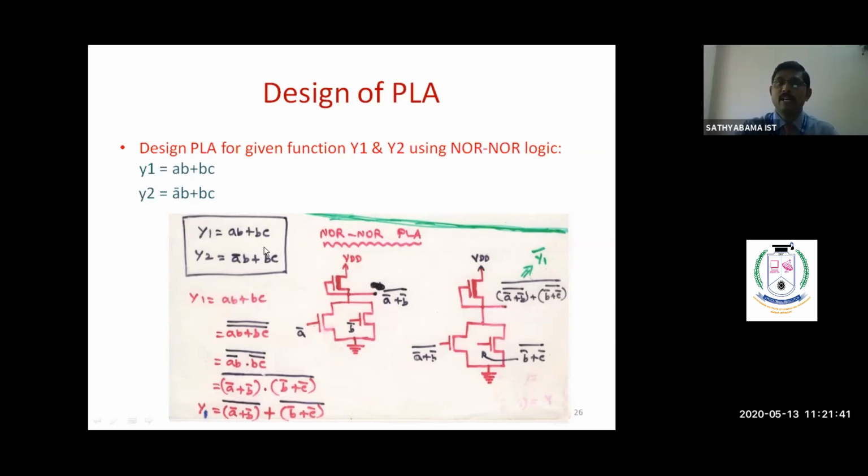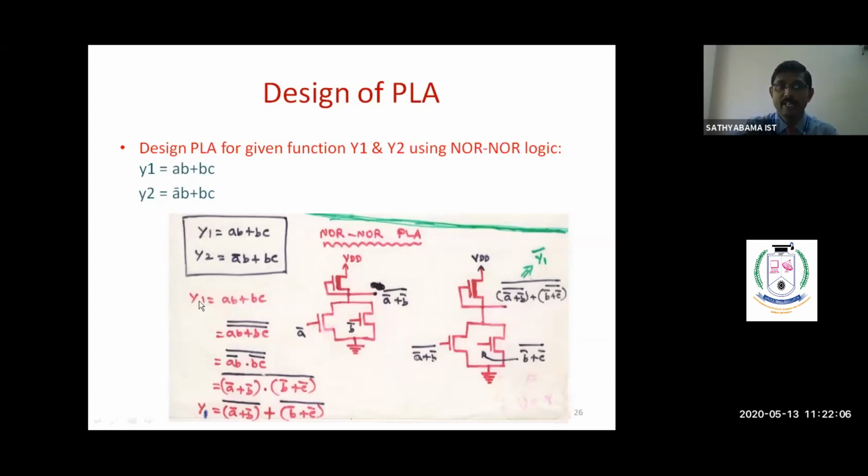So for this, we take the function y1 is equal to AB plus BC. First, we have to convert the given function in terms of NOR function. For example, take the first function y1 is equal to AB plus BC. Here AB is the multiplication function. We know that the NOR function means A plus B the whole bar. If we get it like that, that is called a NOR function. So first we have to convert the given function in terms of NOR function.